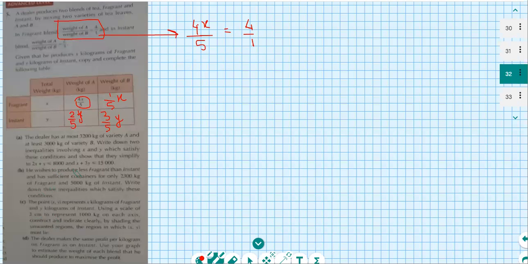Next part, part A. The dealer has at most 3200 kg of variety A and at least 3000 kg of variety B. Write down two inequalities involving x and y which satisfy these conditions and show that they simplify to 2x plus y less than or equal to 8000, and the second inequality becomes x plus 3y less than or equal to 15,000.